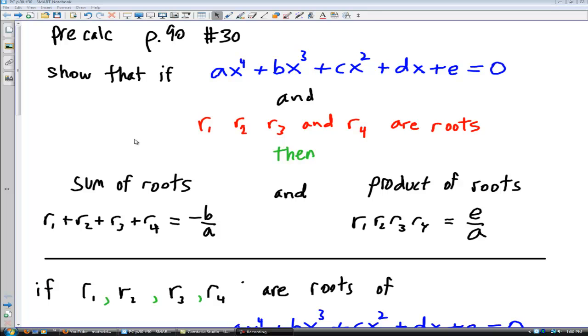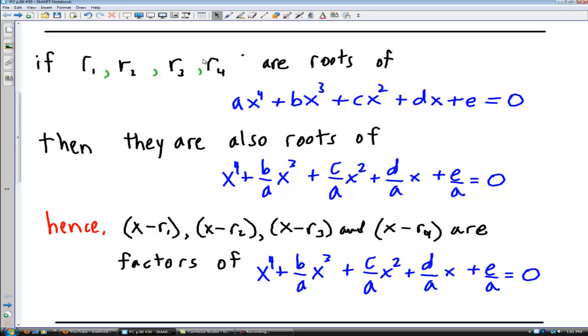This is a pre-calc video from page 90, number 30. We would like to show that this standard form of a quartic polynomial, given r1, r2, r3, r4 as roots, we're showing that the formula for the sum of the roots and the product of the roots will in fact be negative b over a for the sum and e over a for the product.